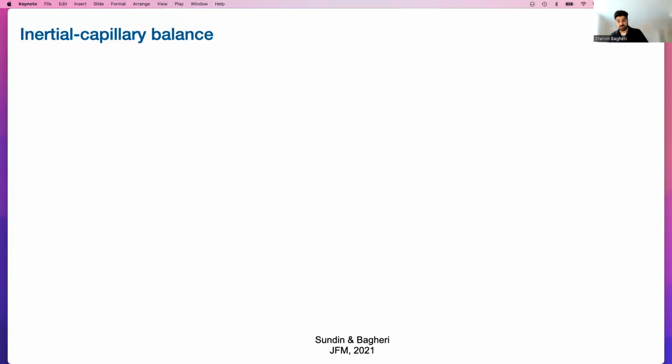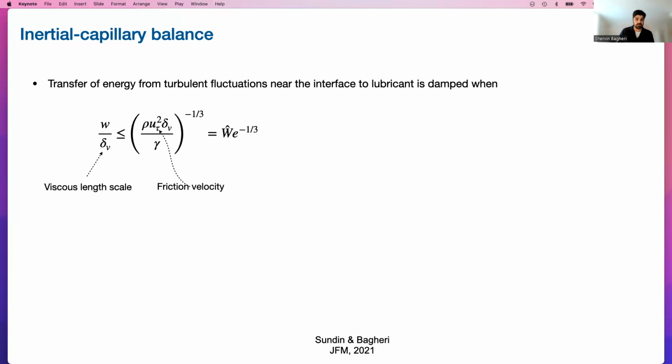I'm not going to go into details, but we solve this problem, and just to give you the big picture, the bottom line is that the transfer of energy from the turbulent fluctuations to the lubricant is damped, so you don't get these perturbations to grow significantly, when the width of the grooves, W here, normalized by the viscous length scale, is smaller than this expression. Now, this expression in the parentheses is a Weber number, right? It's a Weber number based on the friction velocity, to the power of -1/3. So we can write it cleanly like that.